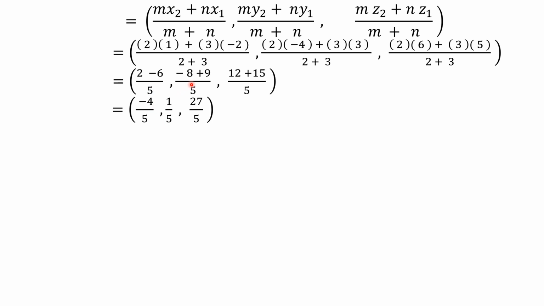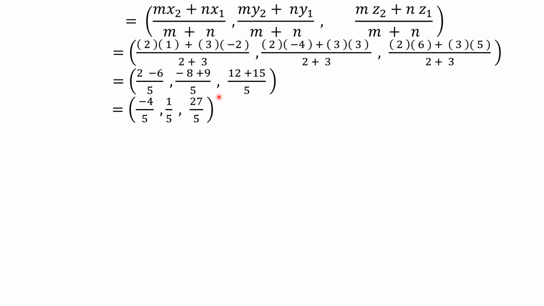Comma. Now come to the y coordinate. Minus 8 plus 9. So what is the value of minus 8 plus 9? 1. So in the numerator we write 1 by, what is the denominator here? 5. We write denominator 5 as it is. Understood this y coordinate, my dear children?